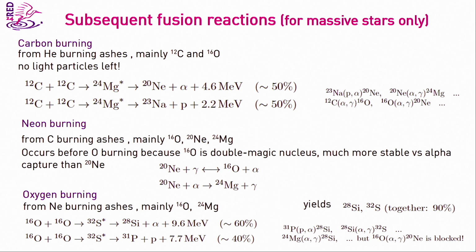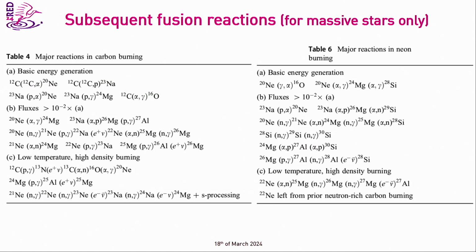So here I go very quickly. These are the major burning stages. It's just to show you that for neon burning, you will build oxygen and silicon. For carbon burning, you will essentially synthesize neon and sodium. And for oxygen fusion, you will synthesize phosphorus.